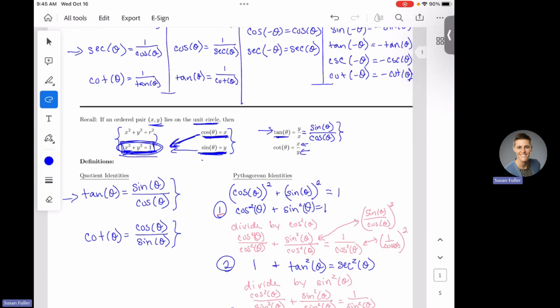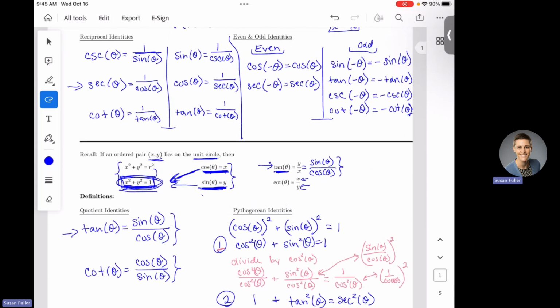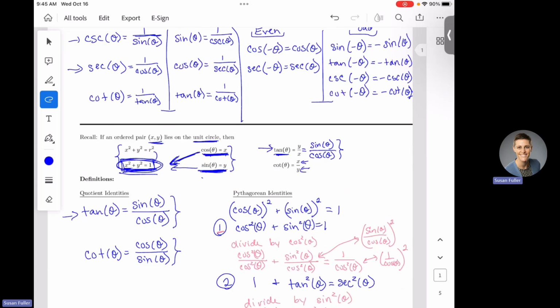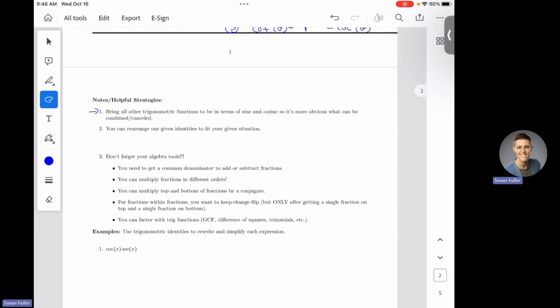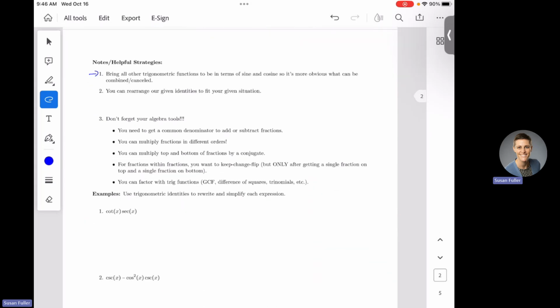And notice we can bring every other trig function in terms of sine and cosine. Cosecants can come to sines. Secants can come to cosines. Tangents can go to sines and cosines. Cotangents can go to cosines and sines. We can turn everything into sines and cosines, so we can always come back there. So that's going to be your first line of defense.